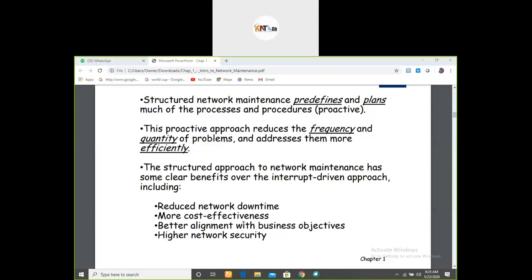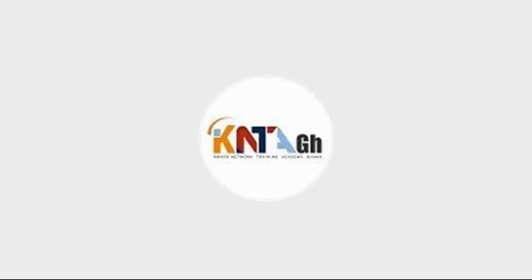There's better alignment with business objectives. When you have companies like Jumia, companies like Alibaba or AliExpress, whose core business depends on computer networks to display their wares, to show their prices, or other e-commerce activities, you realize that when they are able to solve problems even before they occur, they will not have a lot of downtime, and their business objectives will be met. And then there's higher network security.